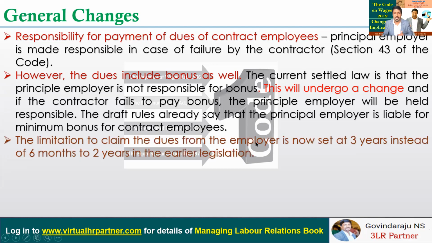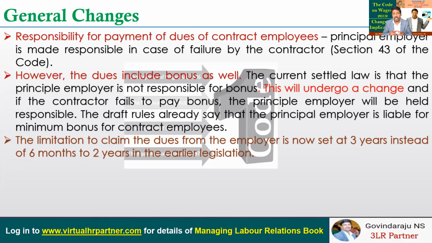And going ahead, friends, now the limitation to claim the dues of the employee. If you look at the old legislation, basically these four legislations, which are Minimum Wages, Payment of Wages, Equal Remuneration and Payment of Bonus, the limitation was provided from 6 months to 2 years. Now the limitation is set at 3 years.